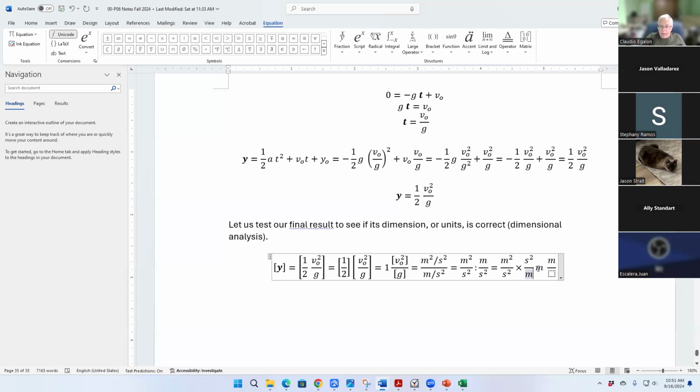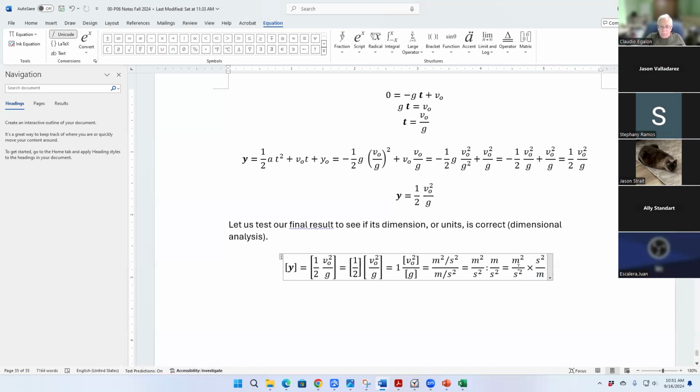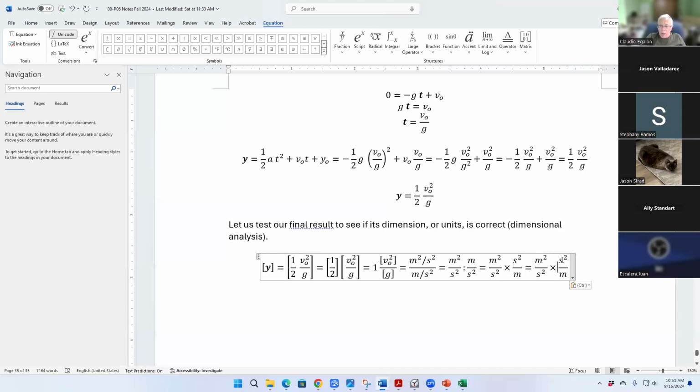Second squared over meter. And now do you see the usefulness of it? Second squared cancels out with second squared, right? I'm going to put number one here, number one here. And this meter here cancels out with this other meter. And look what we get.